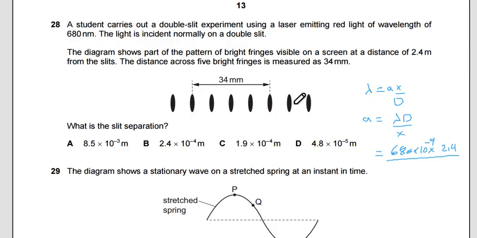X is the distance across 5 bright fringes, and even from the drawing here you can notice that we should divide by 4, because here is one segment of this distance, here is the second, the third, and the fourth. So this 4 will be multiplied in the numerator and on the calculator.